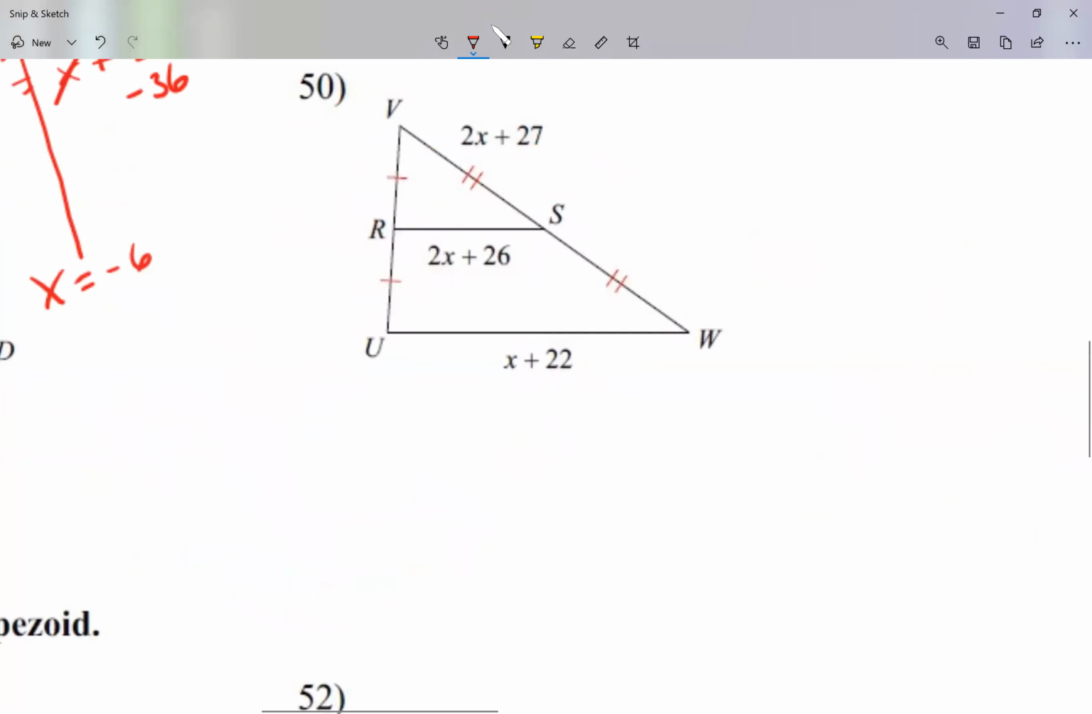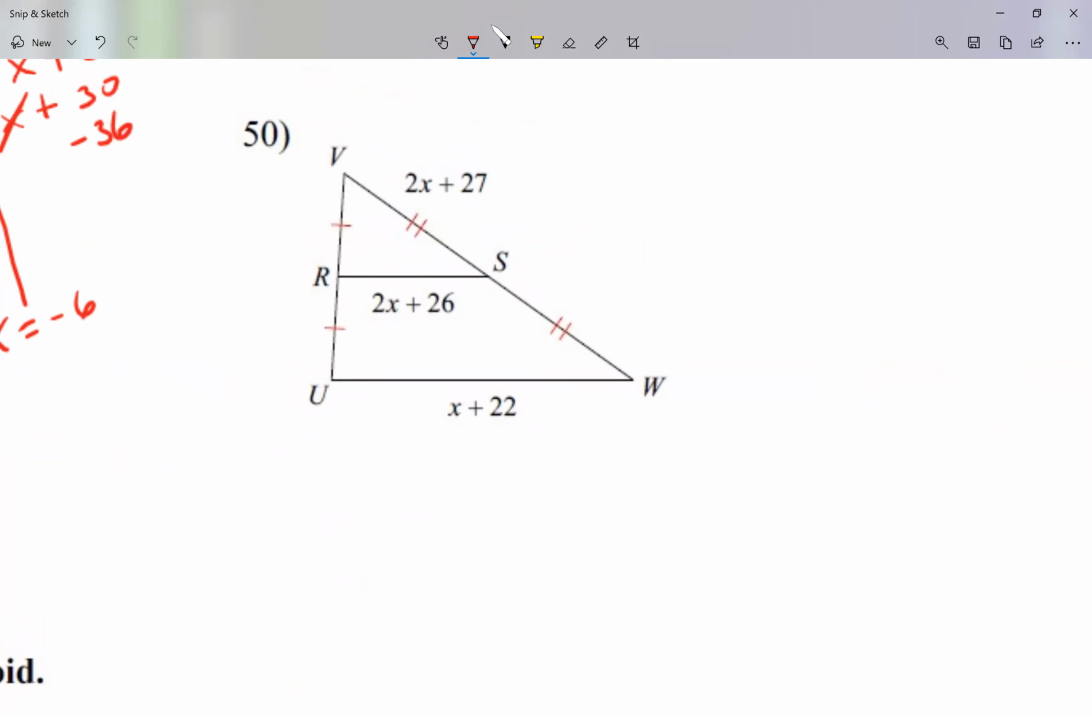Now let's take a look at number 50. Focus on the mid-segment. So my mid-segment, let me emphasize, is this one right here. And then look at the segment that is the side of the triangle that is parallel to this segment. So I'm looking at this one right here. The mid-segment multiplied by 2. So let me just go 2x plus 26. And all of this I'm going to multiply by 2, right? The mid-segment times 2 equals, in this case, x plus 22.